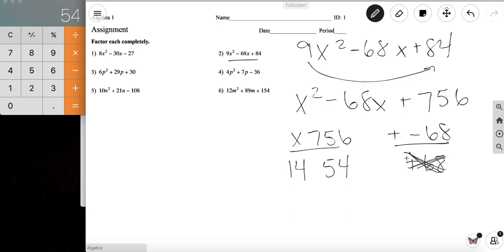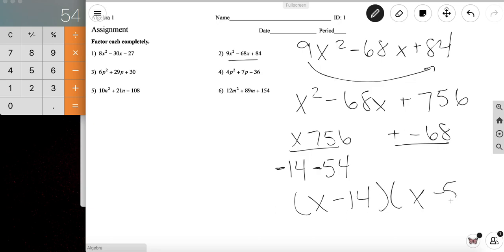But we're super close. So think about how we could possibly multiply to get me a positive 756, but add to get me a negative 68. Here's our winner, right? Negative 14 times negative 54. So this is our winner, 14 and 54. X minus 14, X minus 54.